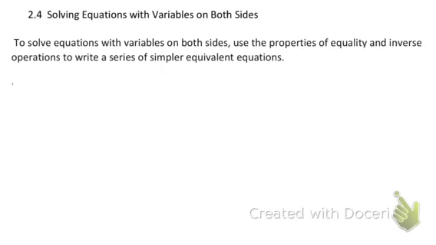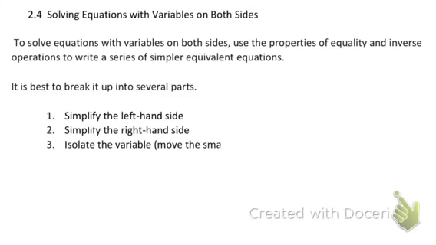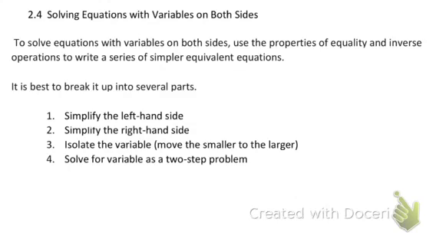2.4, solving equations with variables on both sides. To solve the equations, we want to get the variable to one side. But before we want to do that, we want to simplify the left-hand side fully, then simplify the right-hand side fully. At this point, this is where we're going to concentrate on moving the variable to the other side, and this is where we're going to use our properties of equality. And finally, we have a two-step equation, or two-step problem, after we have moved the variable to one side.